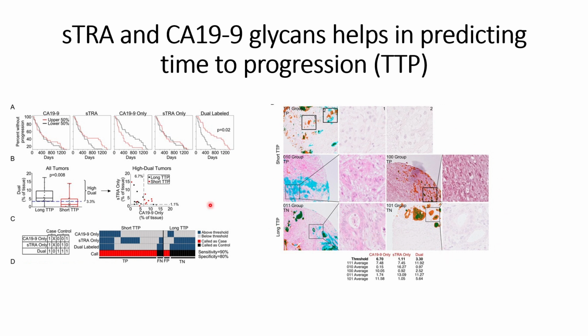So all this data finally indicates that the time to progress can be predicted by grouping the patients that have CA19-9, sTRAs and dual labels. If all three are present, then there is a high possibility that the disease will progress in a short duration of time. A short time to progress will occur. So I hope you understood how they came to this point: that the presence of all three conditions, that is sTRAs only, CA19-9 only, and dual expressions, means those patients will have more chances of short time to progress of the pancreatic cancer cells. And some false positive and false negative chances are also there, as shown in panel C.